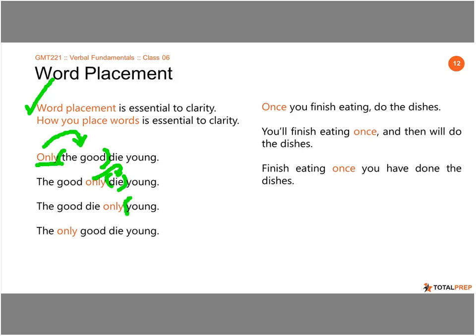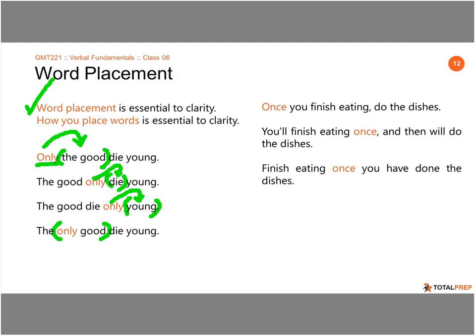"The good die only young." So this "young" here is an adjective, "only" is restricting this adjective, and would mean something like: the good die, but how? Only young. If they're old, they're never gonna die. Something like this. And "The only good die young."